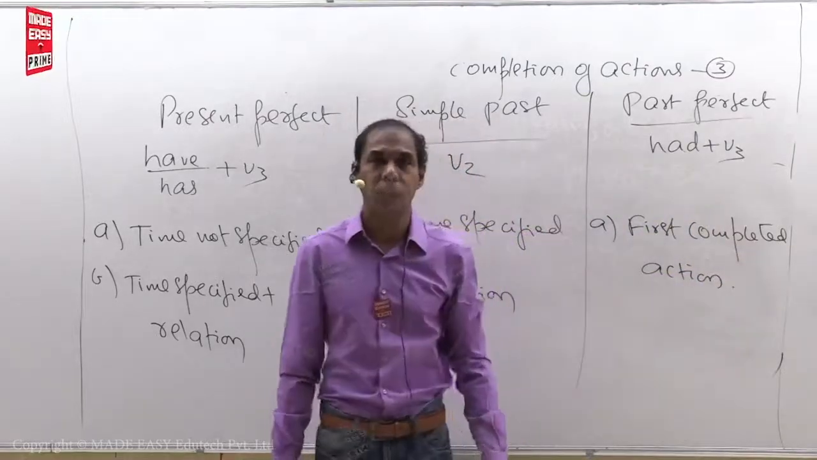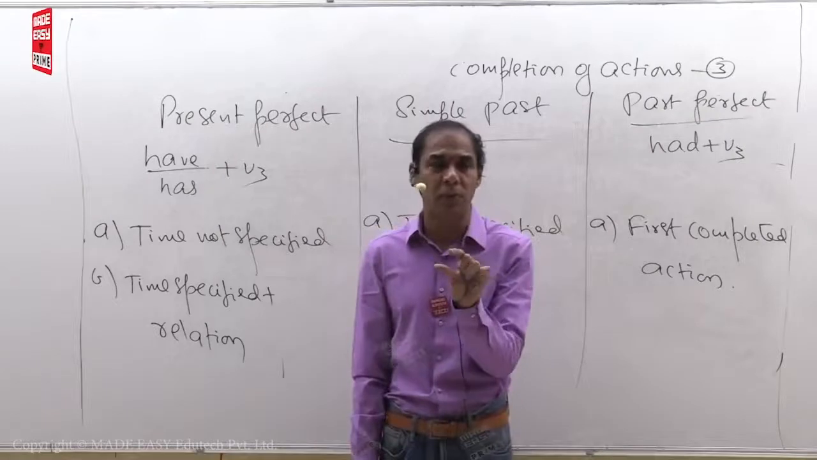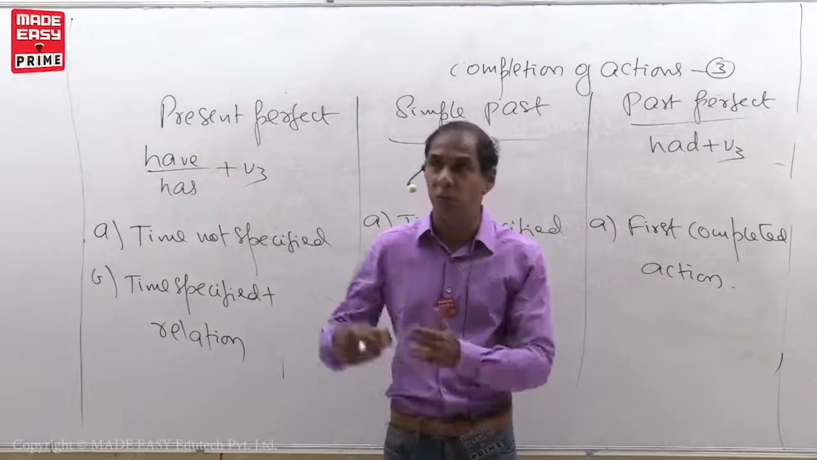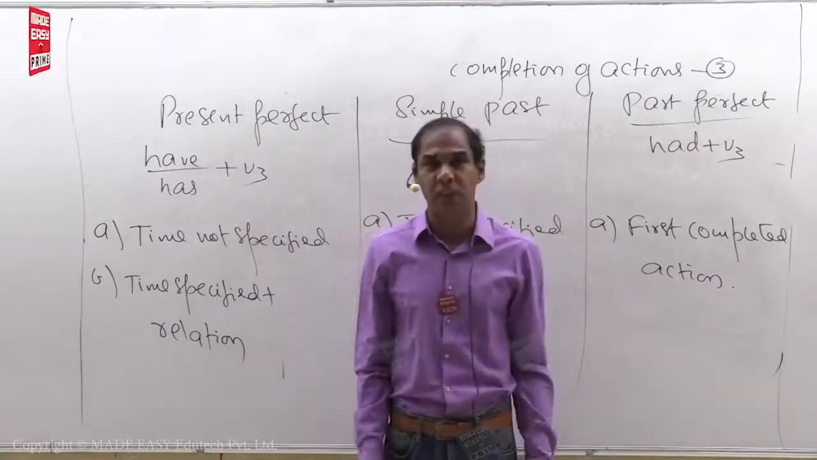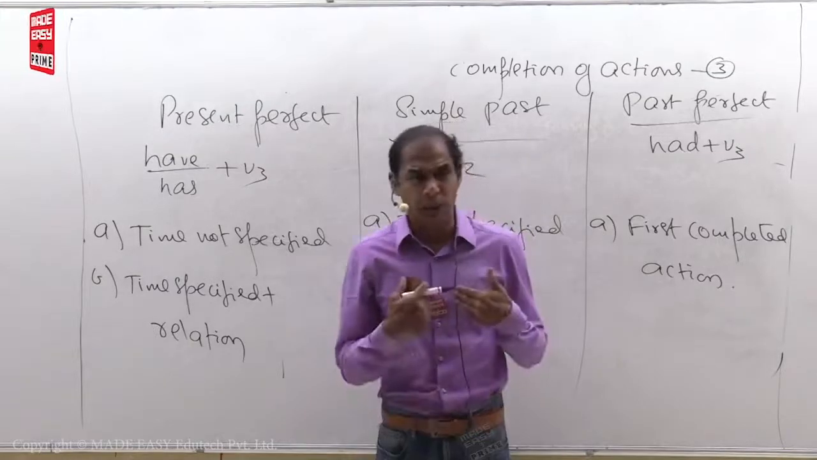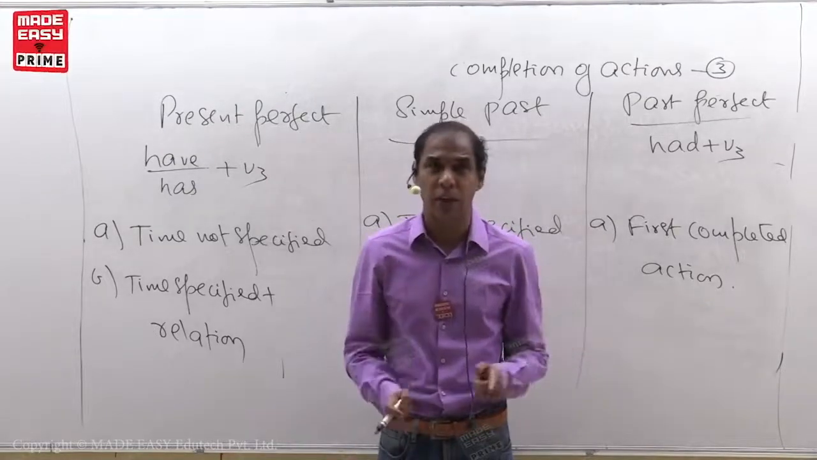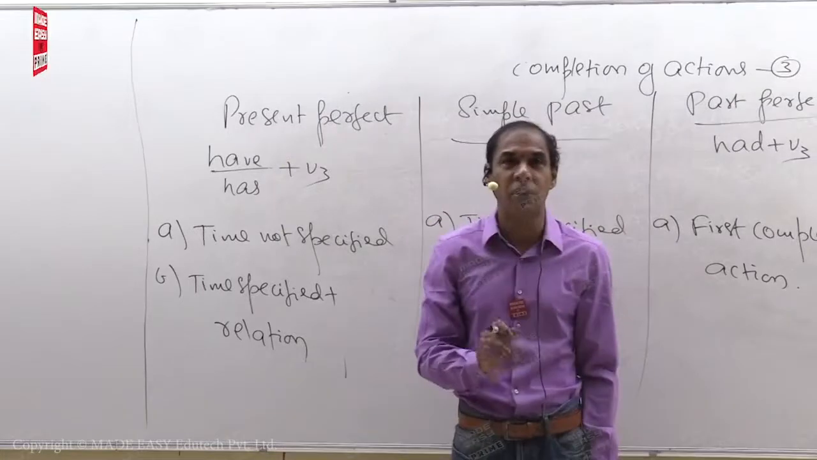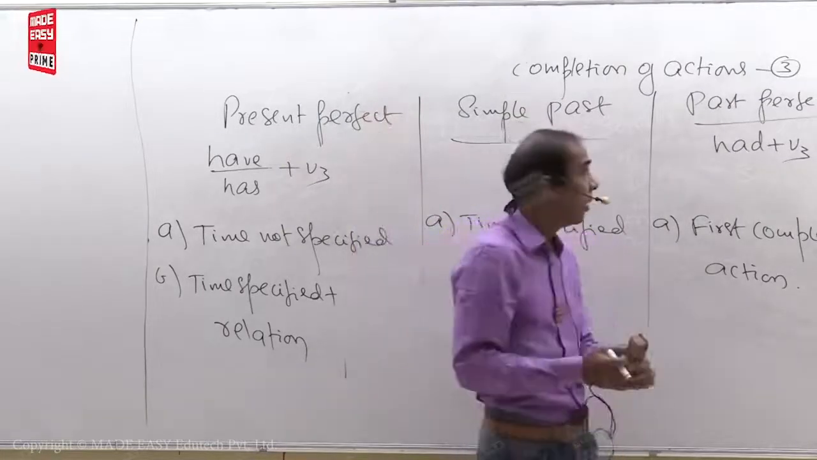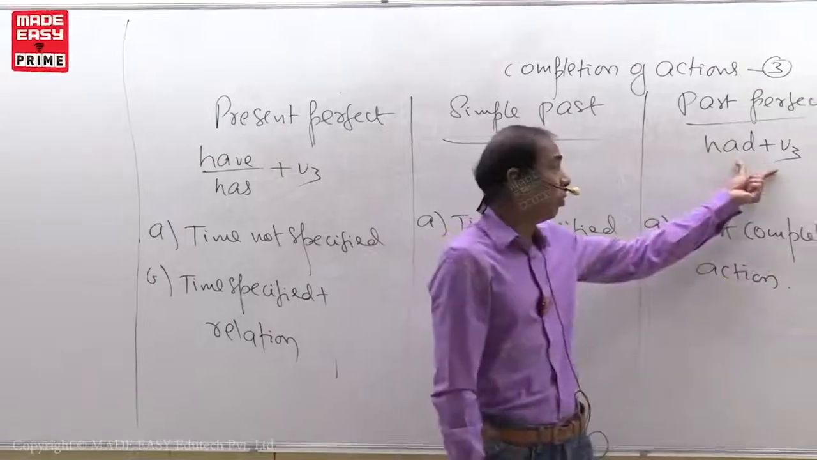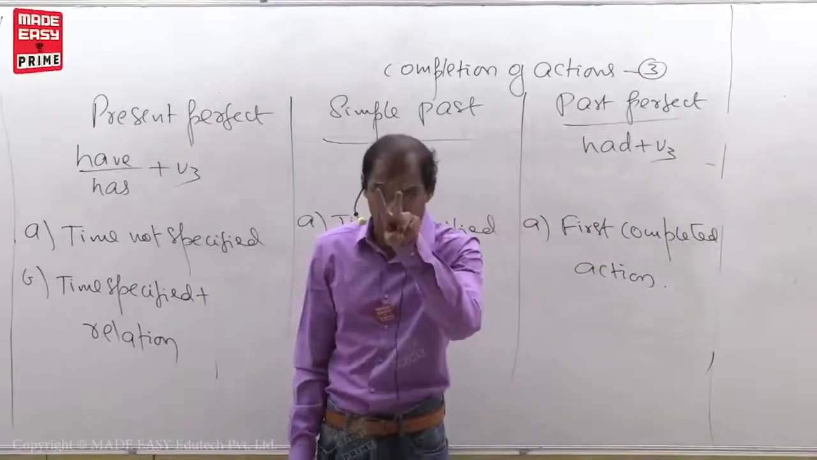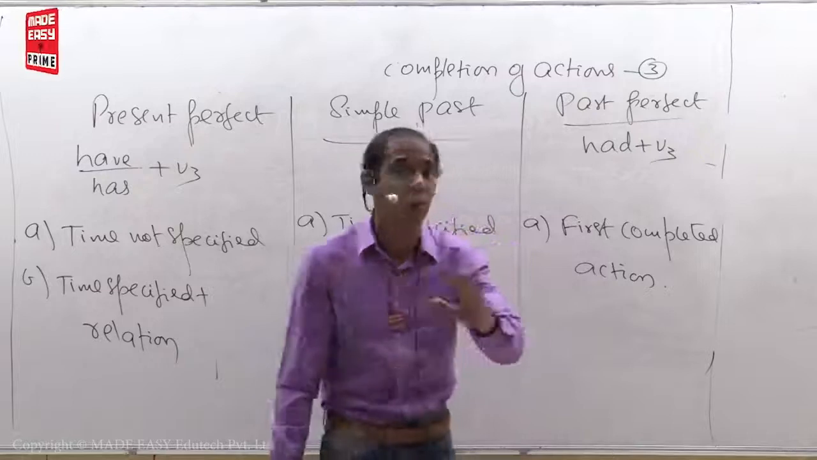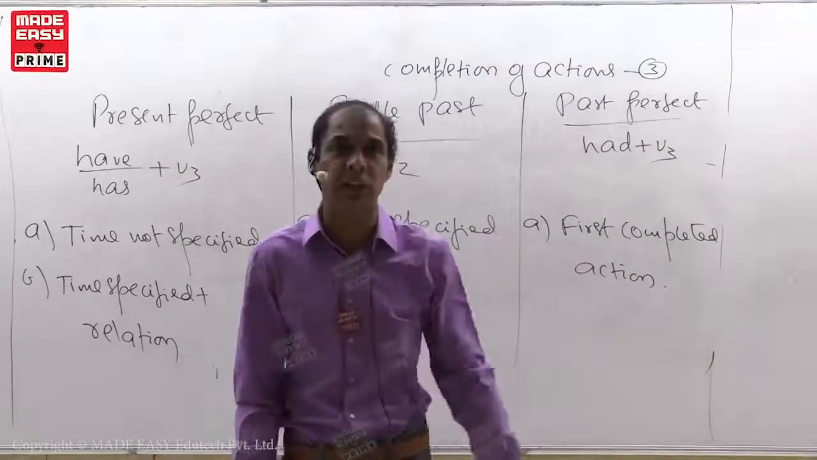If you are given any sentence in the form of completion of action, observe whether time is specified or not specified. If time is not specified, go with present perfect tense. If time is specified, do I have a relation? If we have relation, present perfect. No relation, past tense. This is the reason we always say past is past. If you want to use past perfect, the sentence must be in the form of two completions of actions. The first completed action is expressed in past perfect tense, formula had plus V3. That's it. Table number 1 is all.